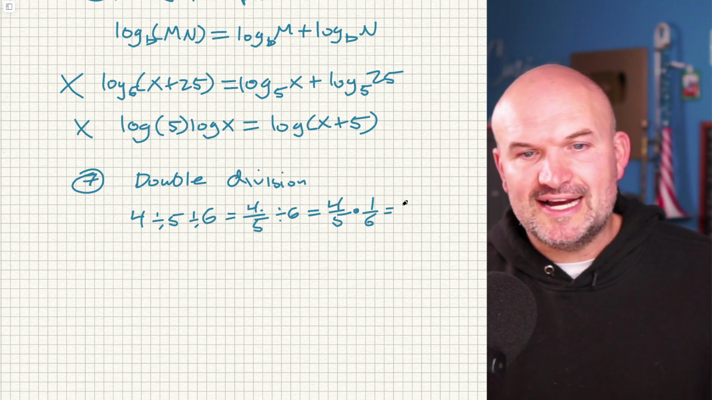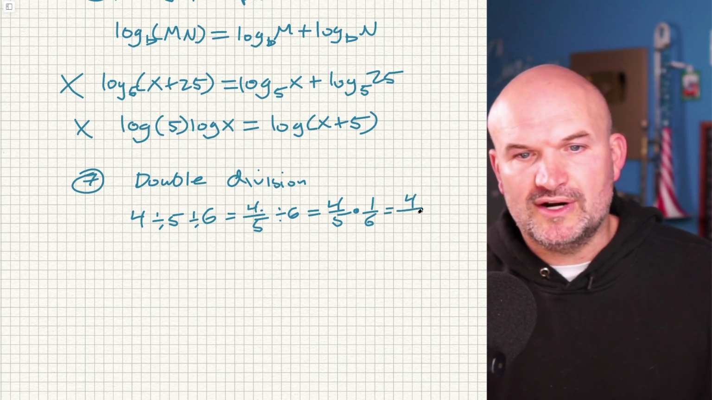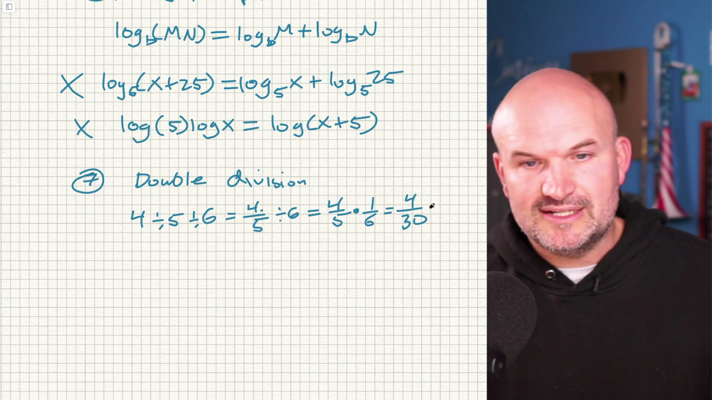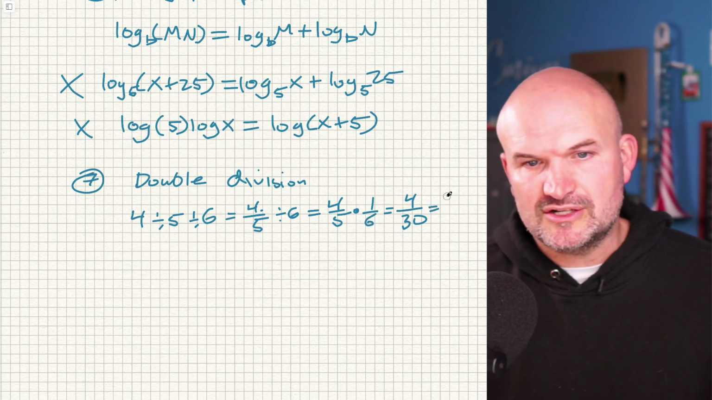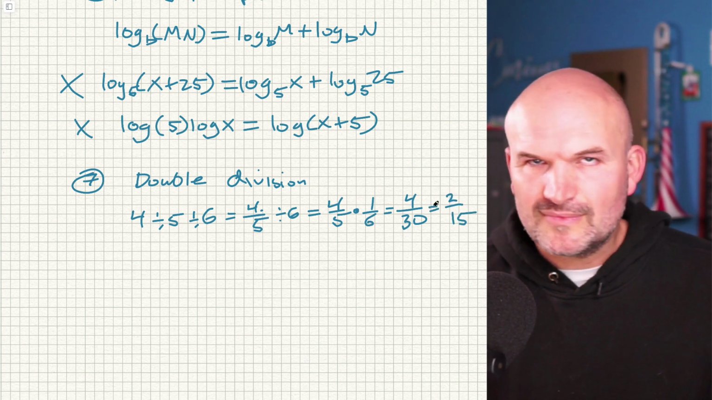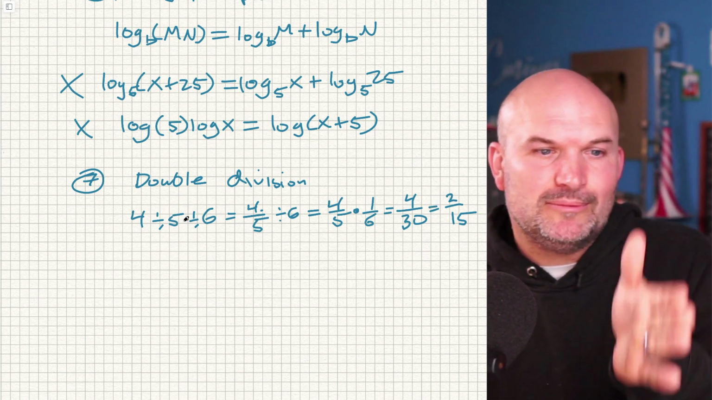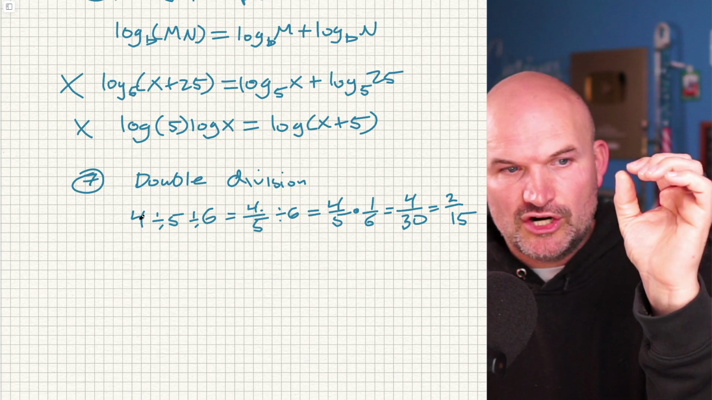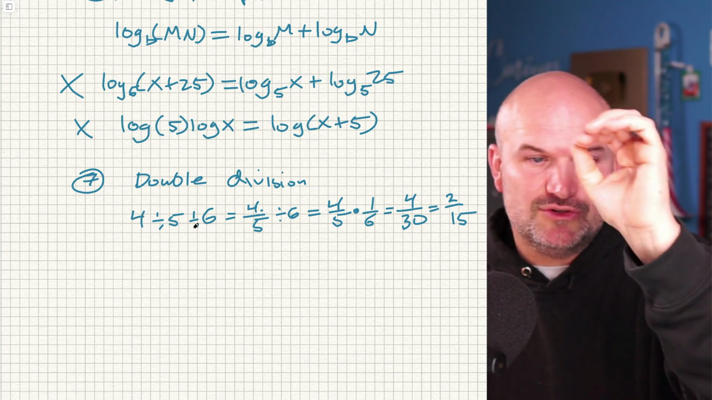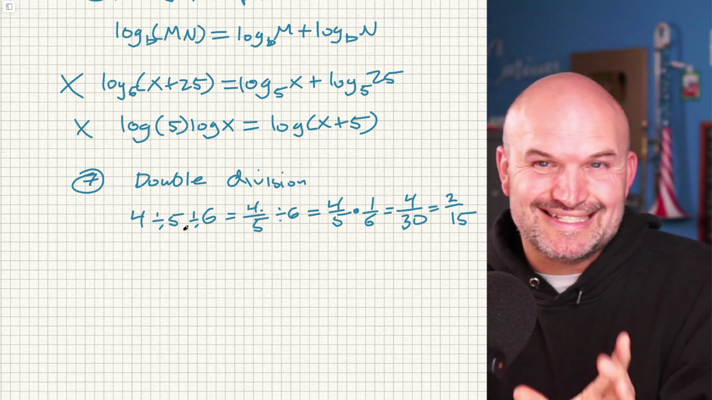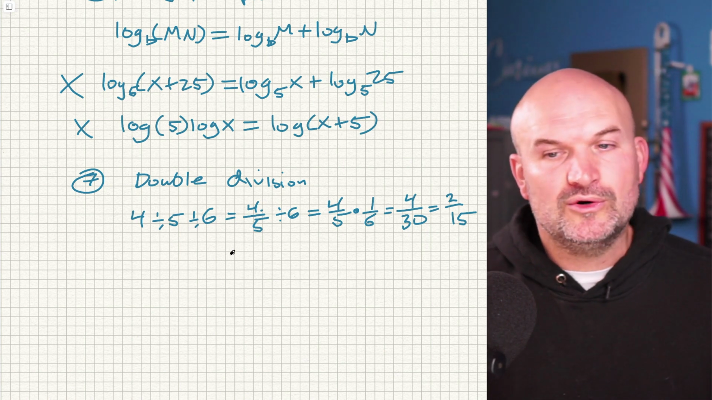So what I want you to recognize here is this becomes a 4 over a 30, which, yes, we can go ahead and simplify here, divide by 2. So that's going to be 2 over 15. But we're not worried about the fractions in this case. What I want you to focus on is when I have a double division, my first term is going to be in my numerator, and my last two terms are going to be a product in the denominator. That's very, very important to remember.